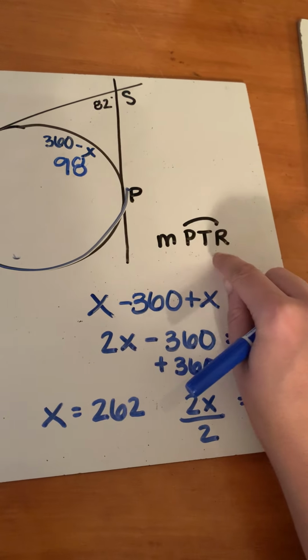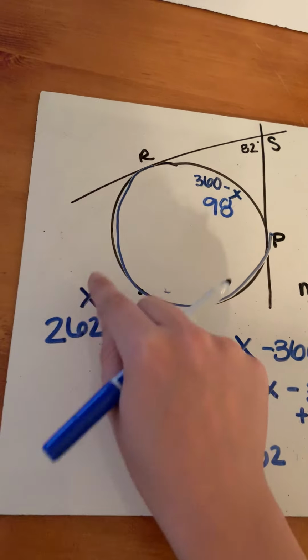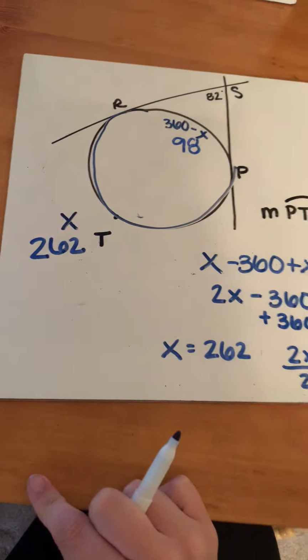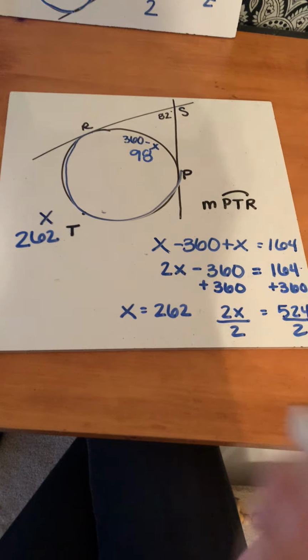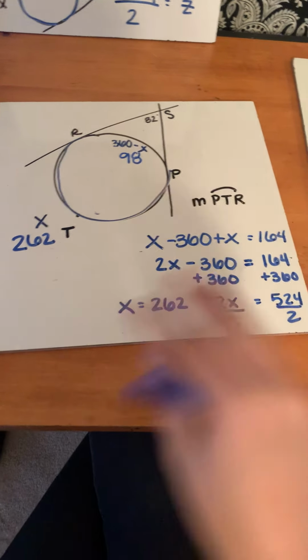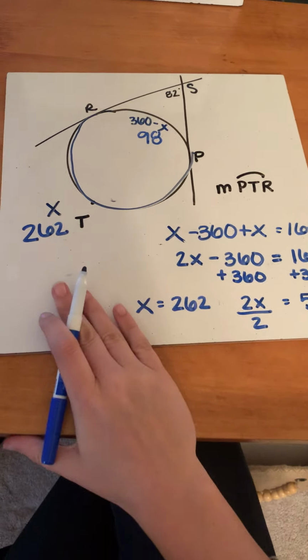Okay, but they wanted PTR, so we found that value, we found the x. All right, that's a tough problem. This is the toughest problem you will encounter, but you will always do this exact same thing. All right, we'll do another one of these in a little bit.